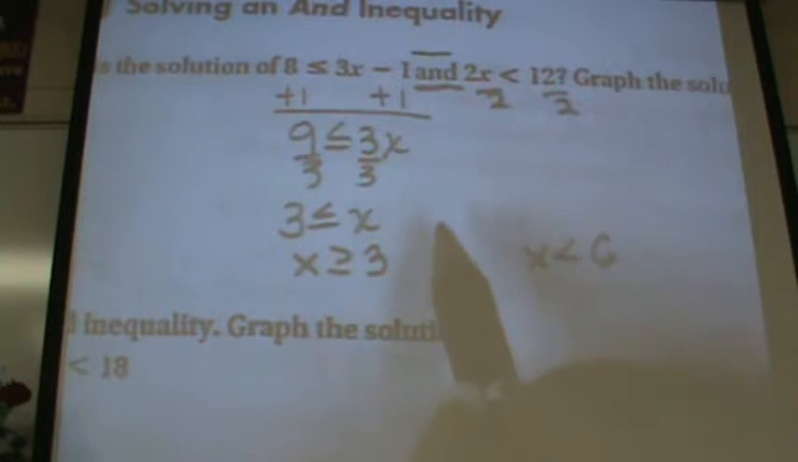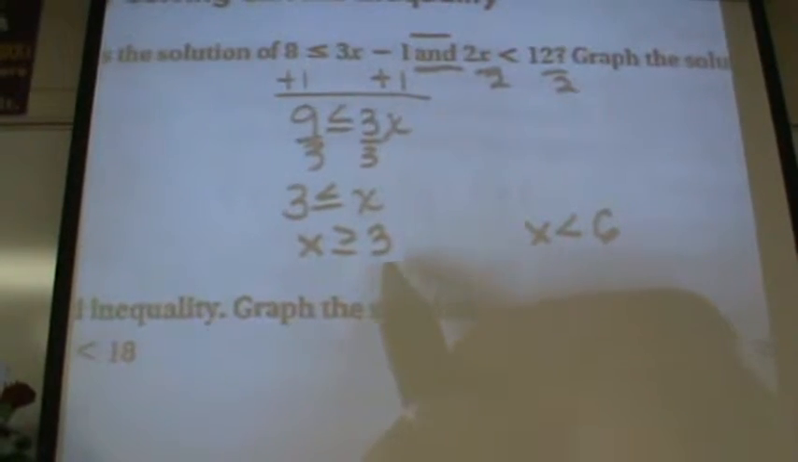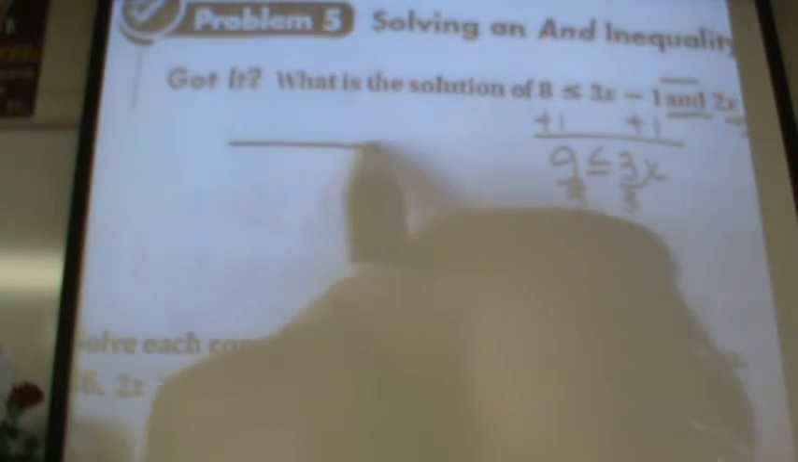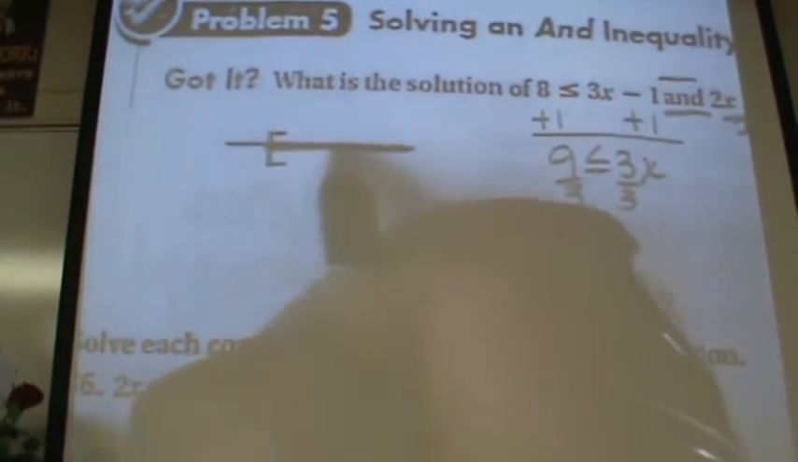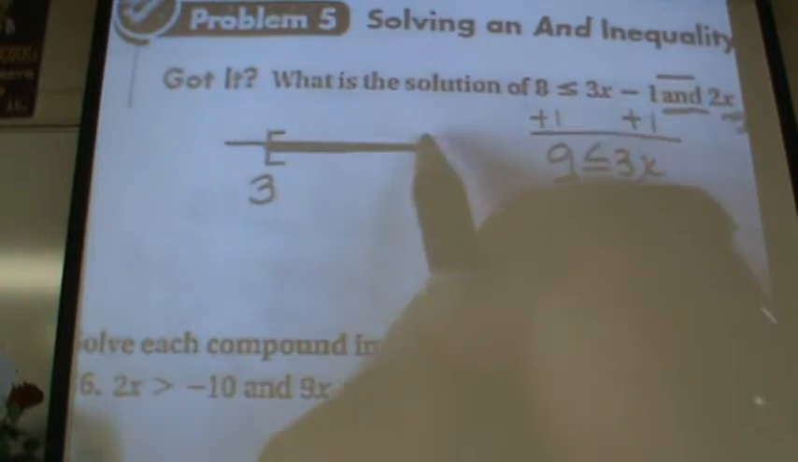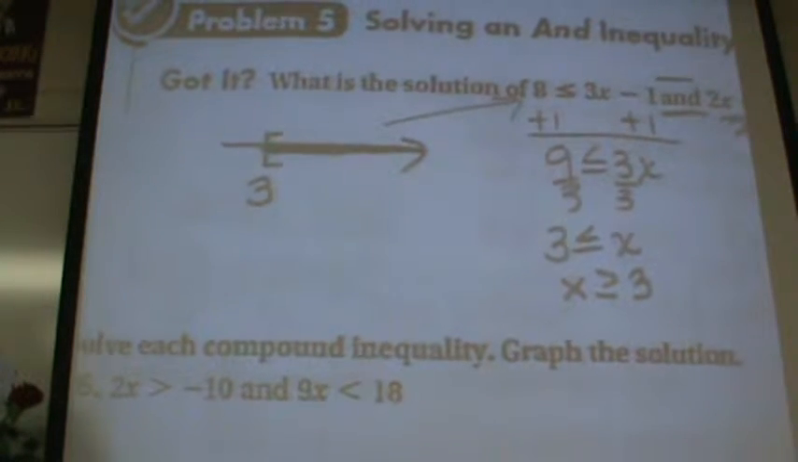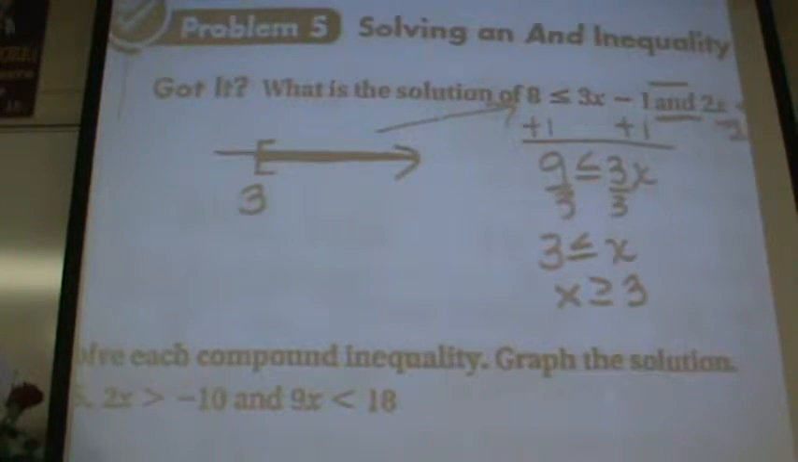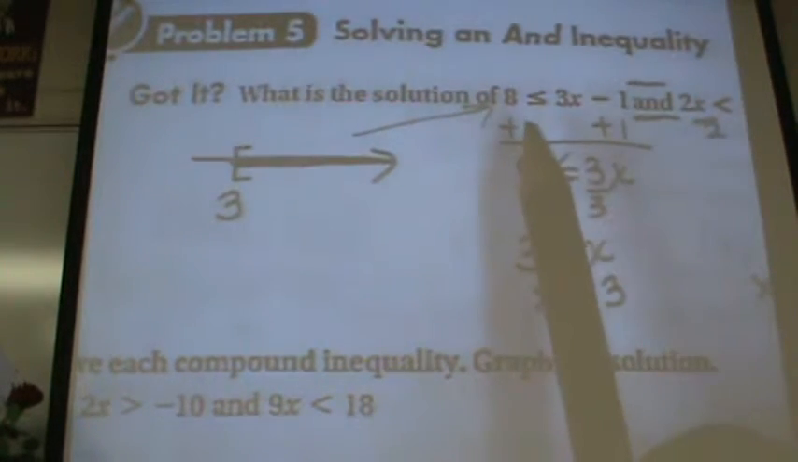All right, now let's take a look at this first half. This first half is saying all of the numbers, including 3 and bigger, are a solution. These are all the numbers that work for this half of the problem. So from 3, including 3, to infinity, every number will fit this problem.